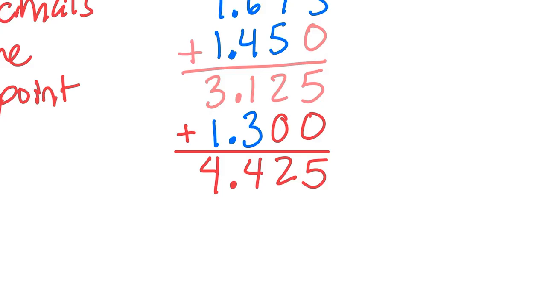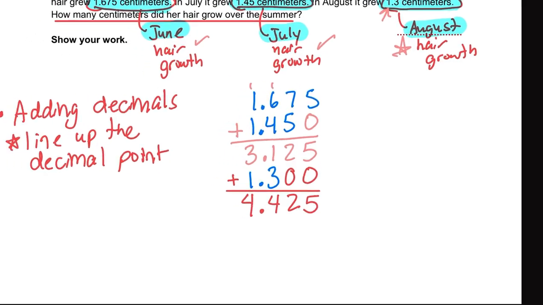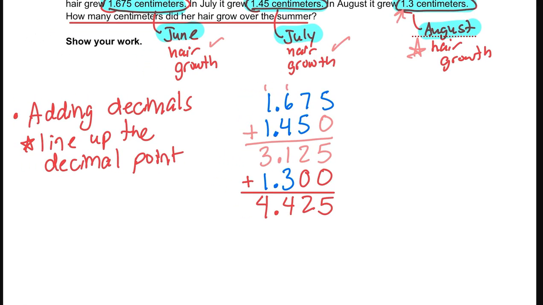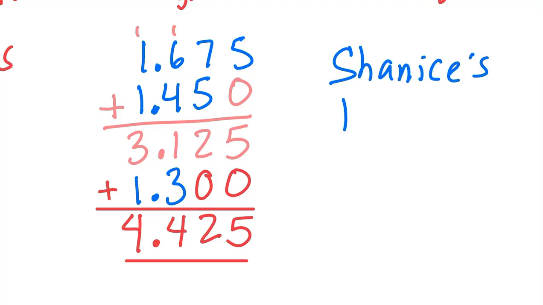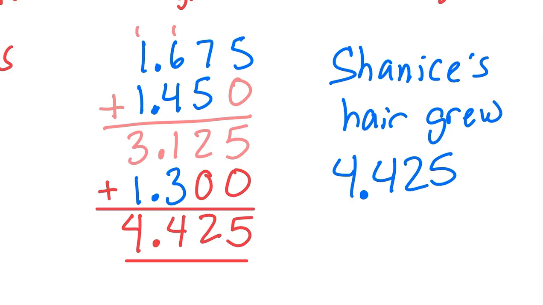And what does that mean here? Well, that means that over the summer, Shanice, who we're talking about, her hair grew a total of 4 and 425 thousandths centimeters. So let's put that in a complete sentence. Shanice's hair grew 4 and 425 thousandths centimeters over the summer.